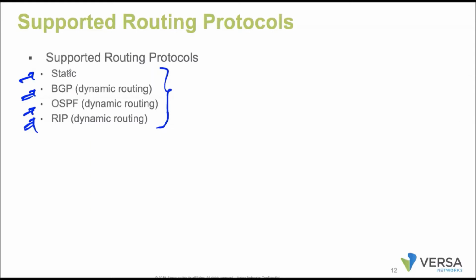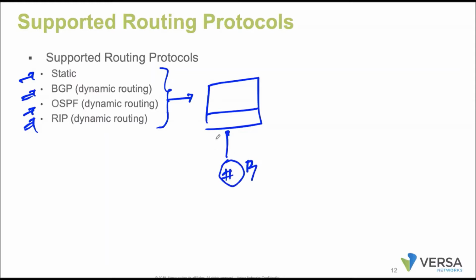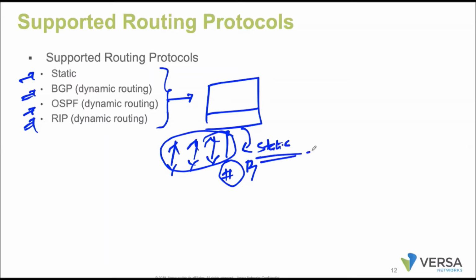If you want to configure manually, for example internally, this is my branch, this is my LAN VR, and here there is a router R1. I want to run OSPF, or RIP, or BGP. You can manually create it, or if I want to create some static routes, I can create these static routes.